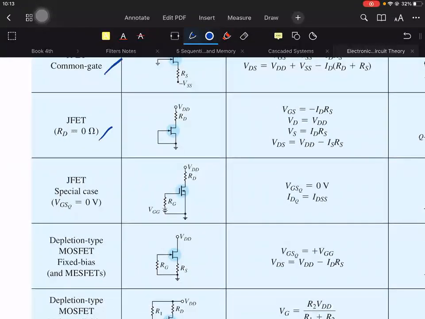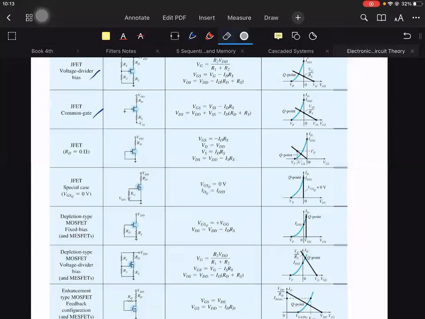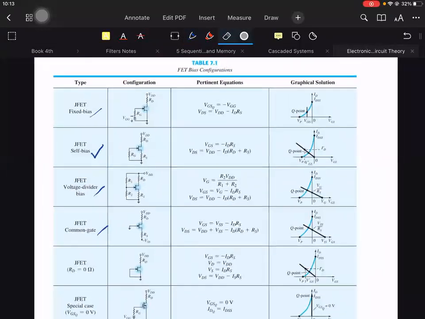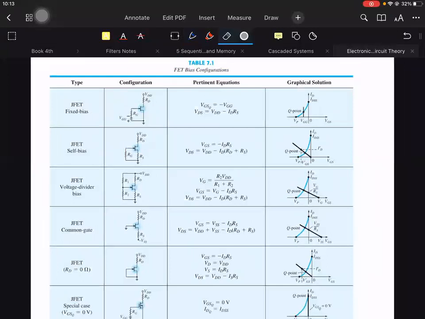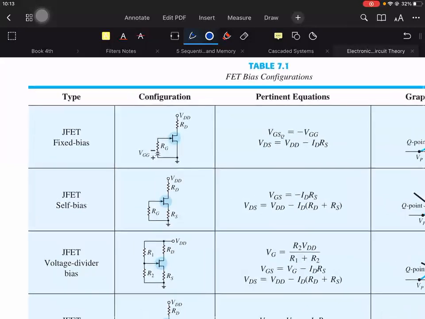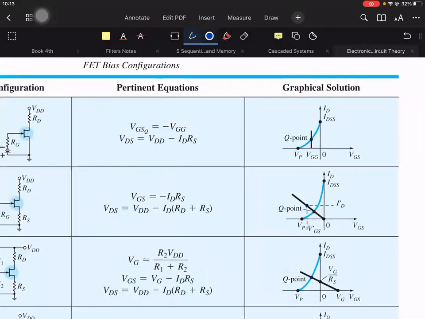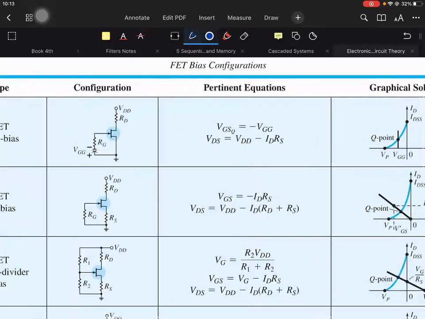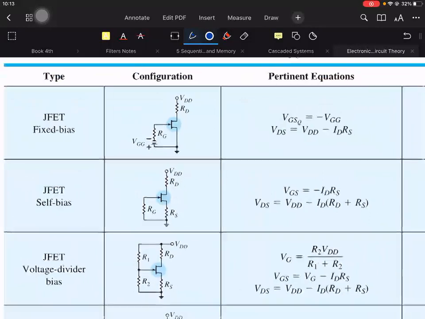Special cases. But anyway, much like what I promised previously, we'll only focus on the three most common configurations: the fixed bias, the self-bias, and the voltage divider bias. So, here are the formulas. We will not focus on graphical solution, because we'll obtain a very inaccurate value. We have no graphing paper and no actual characteristic curve to use, so we're not focusing on that. We'll only use the pertinent equations.